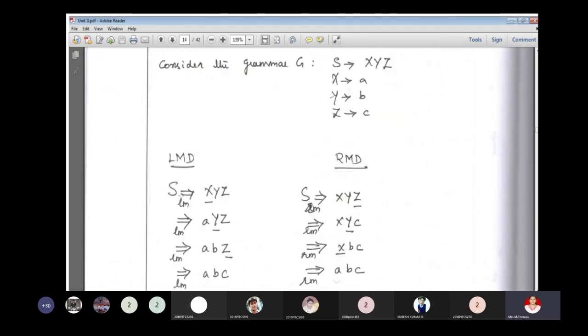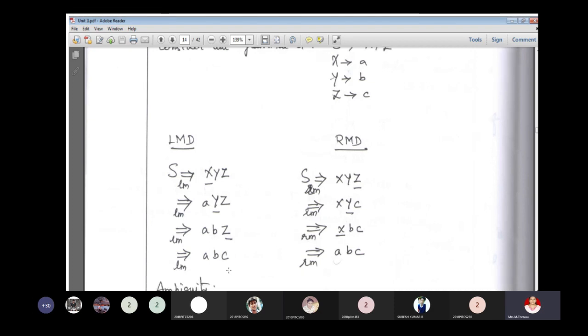We have to take the leftmost non-terminal. So we know that S can be replaced with X, Y, Z. So S derives, and now we are going to use leftmost derivation, so you can use LM. So X, Y, Z. Next, since it is leftmost, what do you have to take? You have to take the leftmost non-terminal to replace by its body of the production. So we take X, and you know X can be replaced with A. And out of these two, Y and Z, Y becomes leftmost. So this Y is replaced with B. And next you are left with only one non-terminal, that is Z. You can replace it by C.